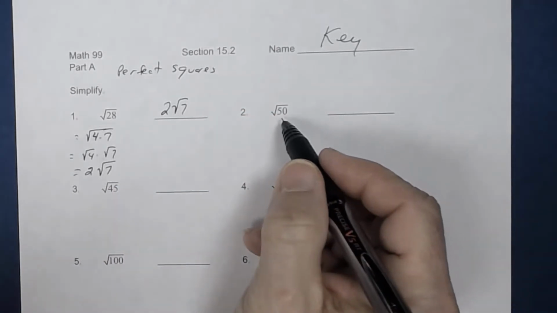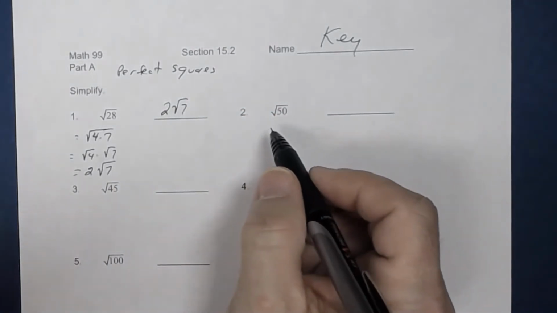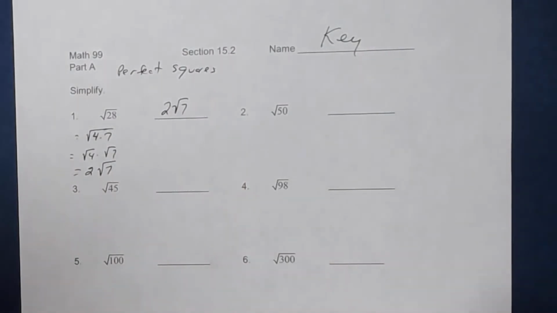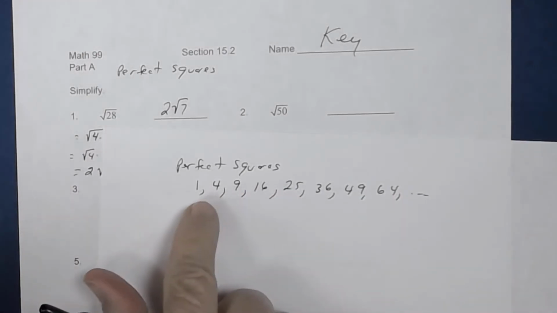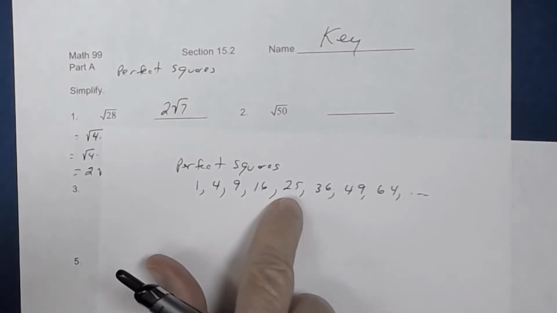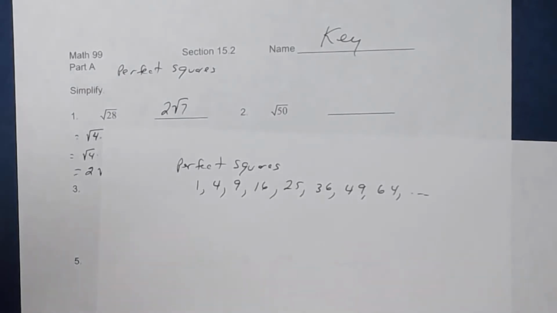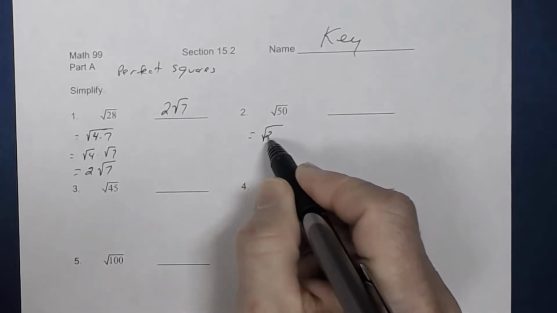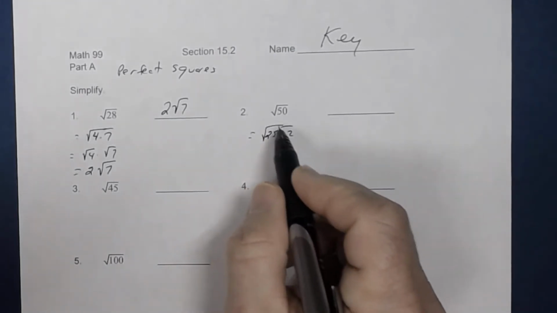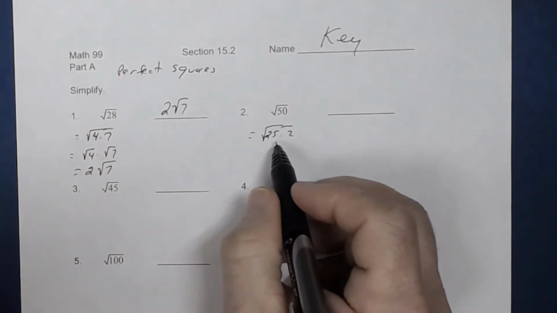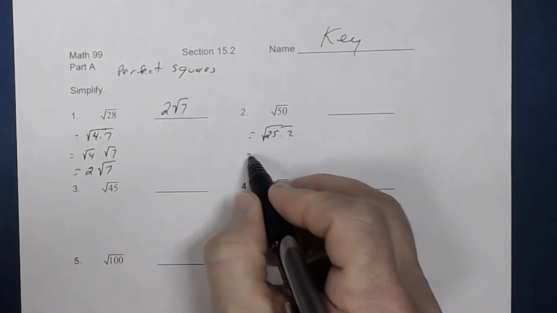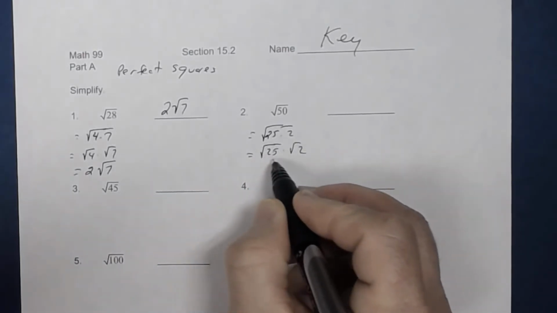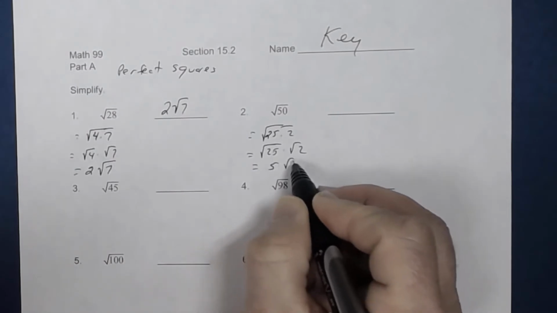In number 2, so 50, so you want to think about, well, what's the largest perfect square that goes into 50? All right, so the only perfect squares that go into 50 are 1 and 25, right? So let's use 25 then, that's the largest. So I'm going to say that's going to be the square root of 25 times 2. Notice I always put the perfect square first. You don't have to, but it does help. And so this becomes the square root of 25 times the square root of 2. And the square root of 25 I know is 5. So that's 5 square root of 2.